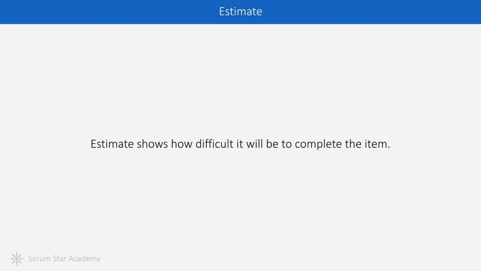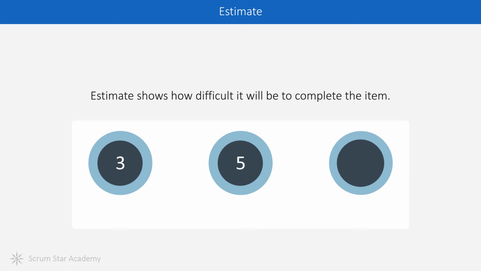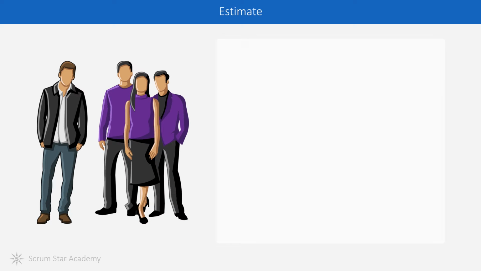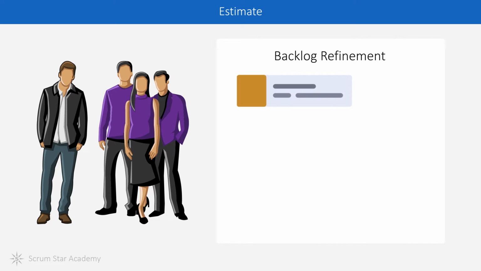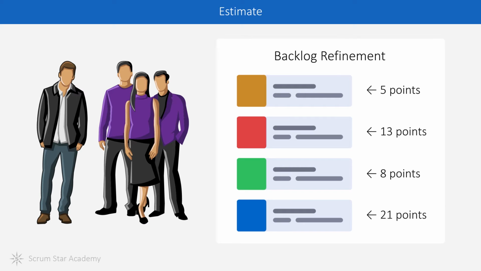Estimate shows how difficult it'll be to complete the item. This is usually expressed using an abstract measuring scale of story points. These estimates are an important part of the mechanism that helps the team know how much work they can complete during the upcoming sprint. The product owner meets with the development team at regular backlog refinement meetings to assign these estimates. The developers go over the topmost backlog items, clarify them, analyze them, and then assign each item a number of points indicating its difficulty.